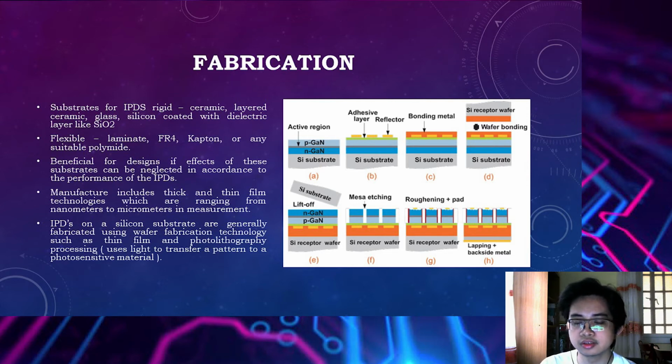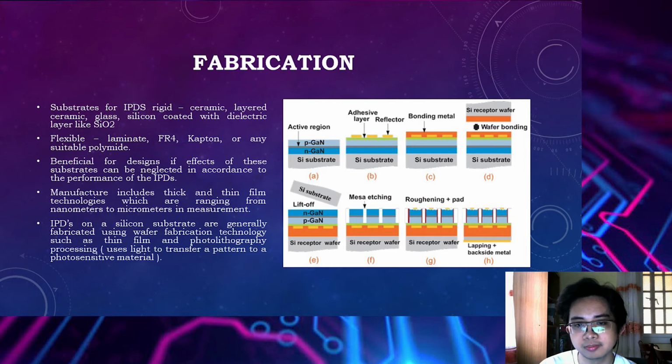The manufacture of these includes thick and thin film technologies, ranging from nanometers to micrometers in measurement. IPDs on a silicon substrate are generally fabricated using wafer fabrication technology such as thin film and photolithography processing. In photolithography processing, light is used to transfer a pattern to a photosensitive material.